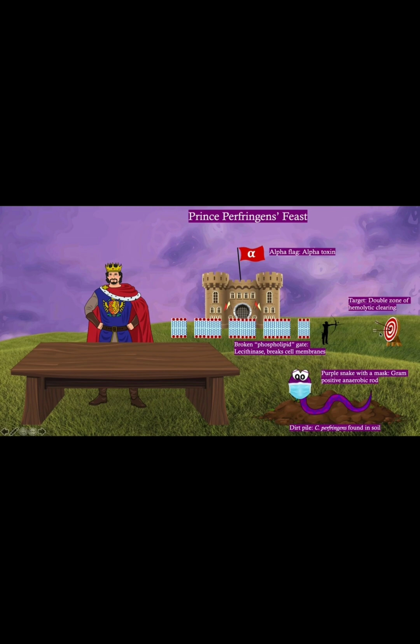An important thing to focus on in the background of the castle is that there are walls with fenestrations in it. So this alpha hemolytic bacteria has lecithinase activity, which breaks down the cell membrane, and it also has the enzyme phospholipase. Therefore, the appearance of the background wall is shown.